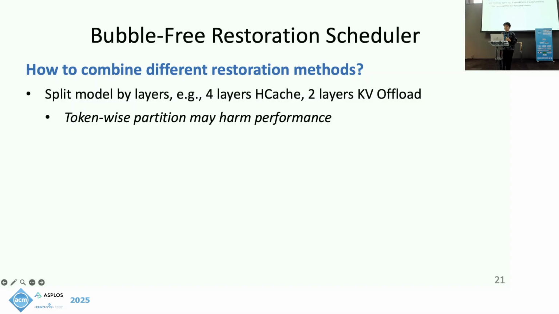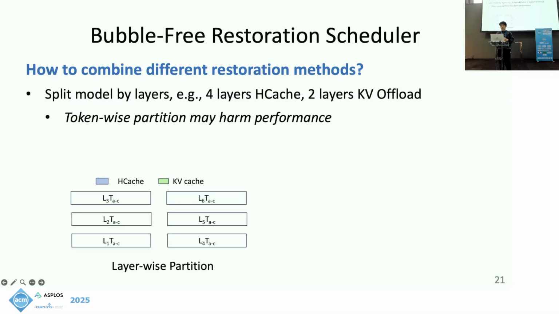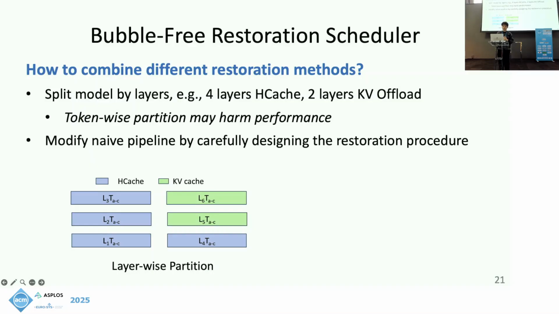Maybe here are some design details for it. To combine different restoration methods, we first have to split the model state. You can see in the bottom left, for instance, we might allocate 4 layers for HCache and the last 2 layers with KV-cache. Next, we have to modify the pipeline in the restoration process.